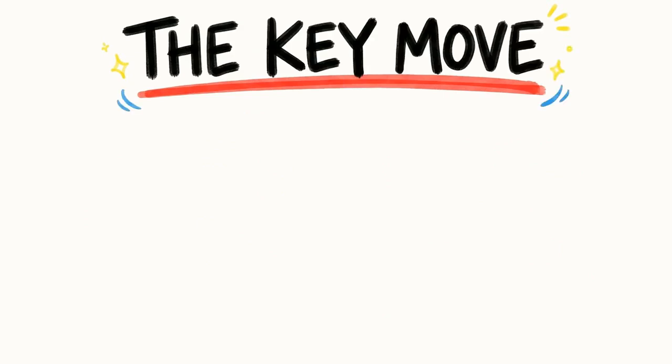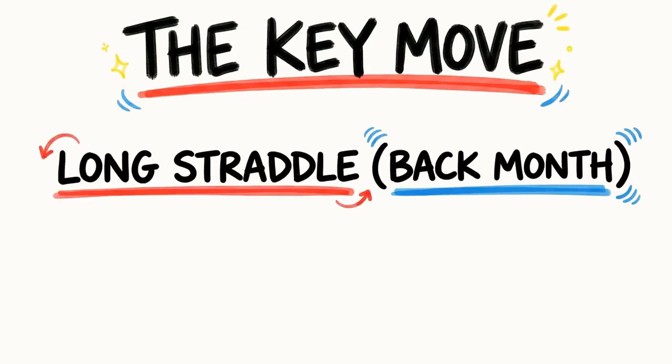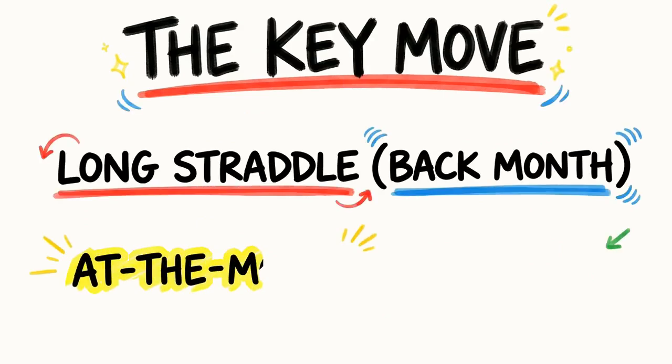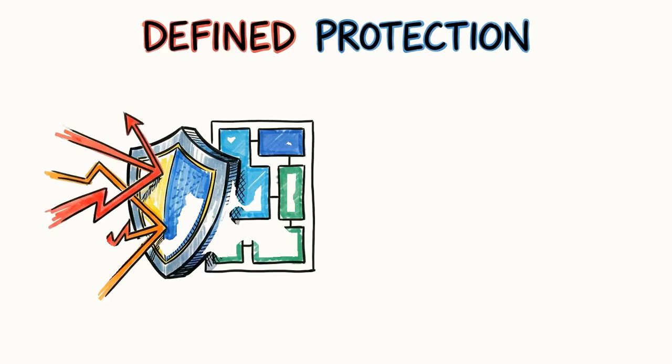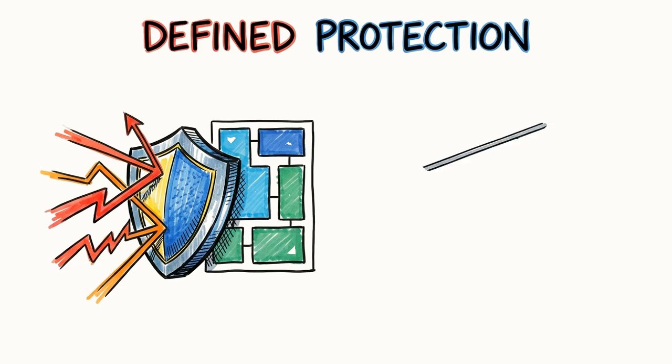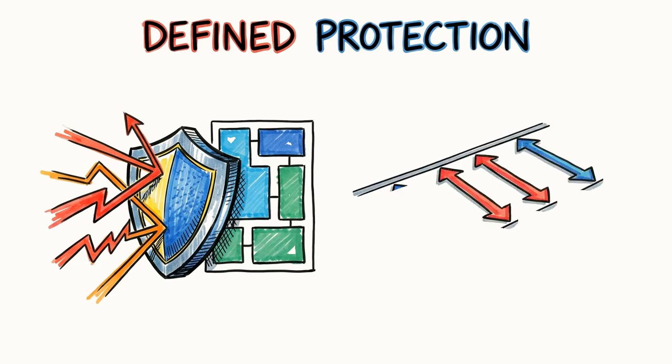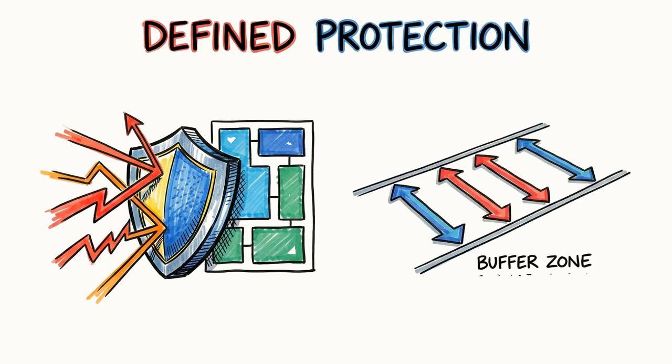But here's the key move. We also add a long straddle in a back calendar month, both legs at the money, around 150 to 190 days to expiry. That long straddle does something important. It gives defined protection to one of those short legs on each side. The other short leg remains essentially undefined, but the distance between the at-the-money long leg and the short strike creates a cushion, a buffer zone between where we sold and where it hurts.